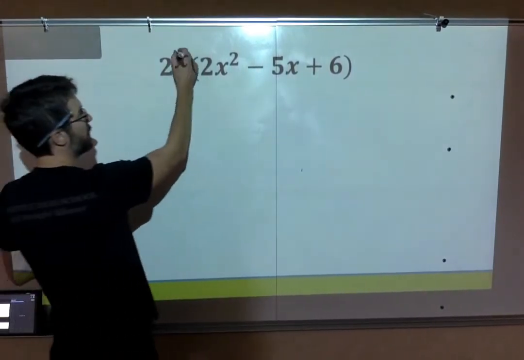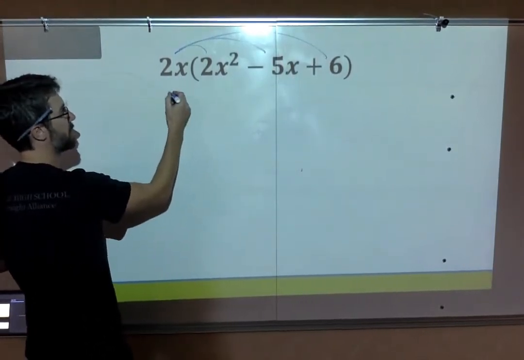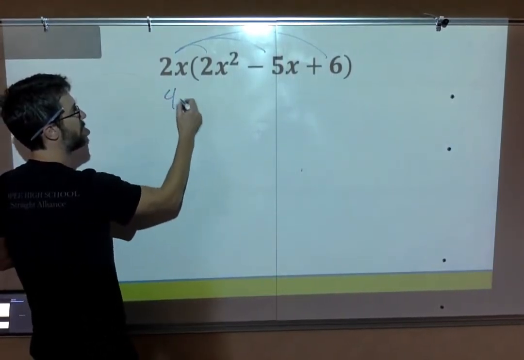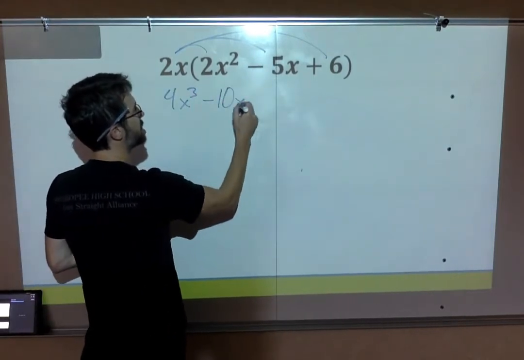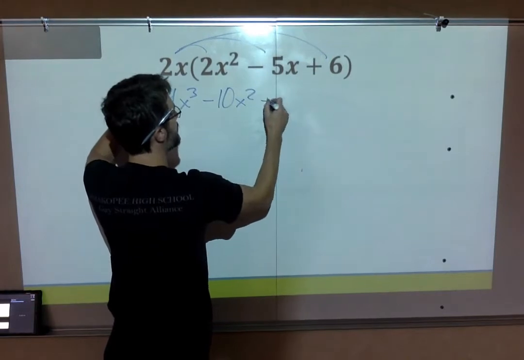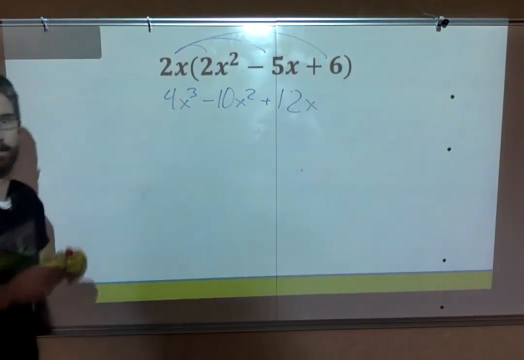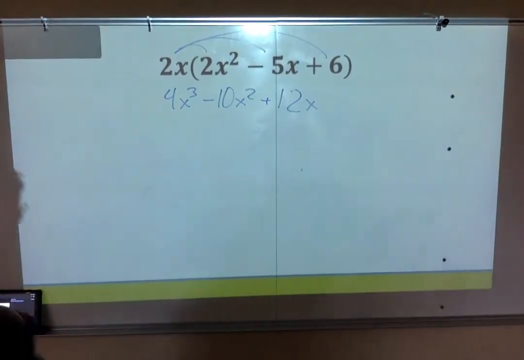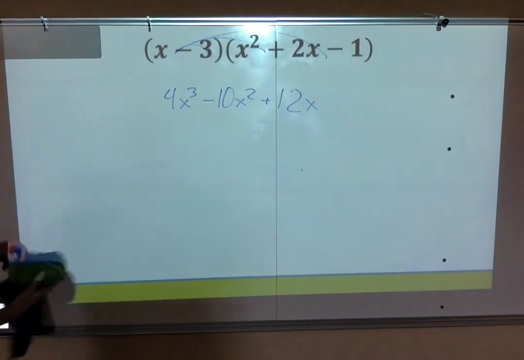All right, so this one we're going to distribute. 2x times 2x squared is 4x cubed. Here is minus 10x squared, and these two make 12x, like that. Look at that, I got it right.